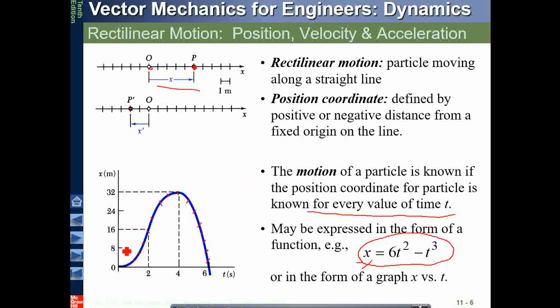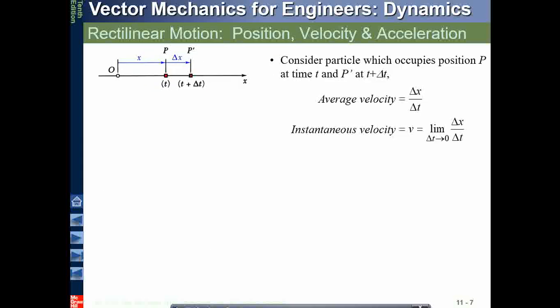So it has a different position at each time interval. At this time interval, it has a different position. At this time interval, it has a different position. So the movement of the body, or this path of the body, can be expressed as a particular function, which is a function of position coordinates and time coordinates. Okay.